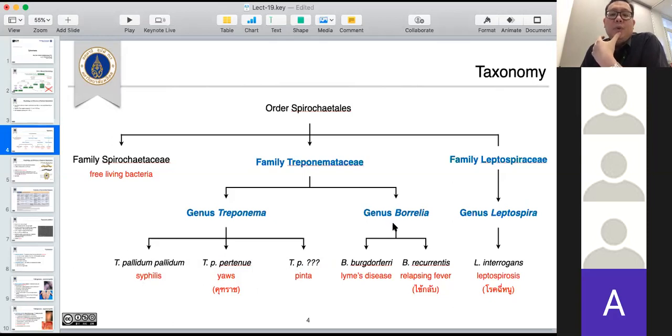Then we move to the genus Borrelia. Borrelia contains two or three main pathogens. One is Borrelia burgdorferi, which causes Lyme disease, and another is Borrelia recurrentis, which causes relapsing fever. Relapsing fever means you get fever and recover, then get fever and recover, about 3 to 10 times, something like that. Leptospira has one pathogenic species, Leptospira interrogans, which causes leptospirosis.